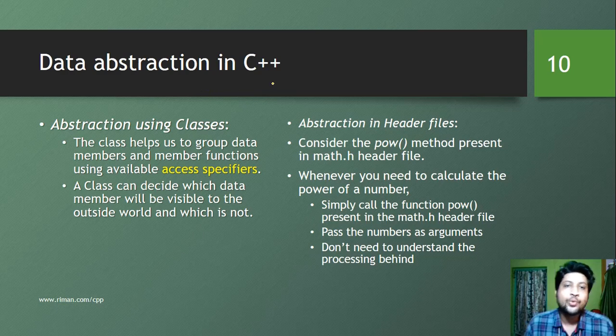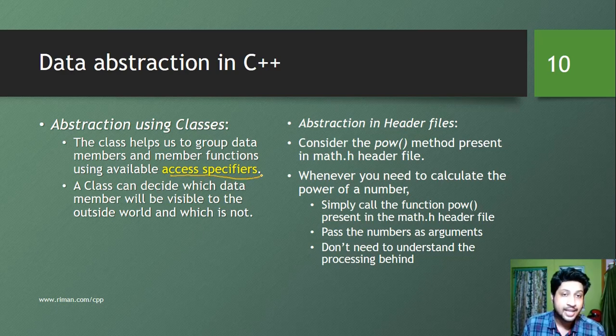In C++, there are two ways for data abstraction. First, abstraction using classes. Using classes, we hide the details of the data and only showcase whatever we require to show, and that is specified using the access specifiers. As I said, public and private. The public specifier is used whenever we want to showcase something to the outside world of the class, and the private access specifier is used when we don't want to showcase anything from the class to the outside world. So a class can decide which data will be visible to the outside world and which will not.